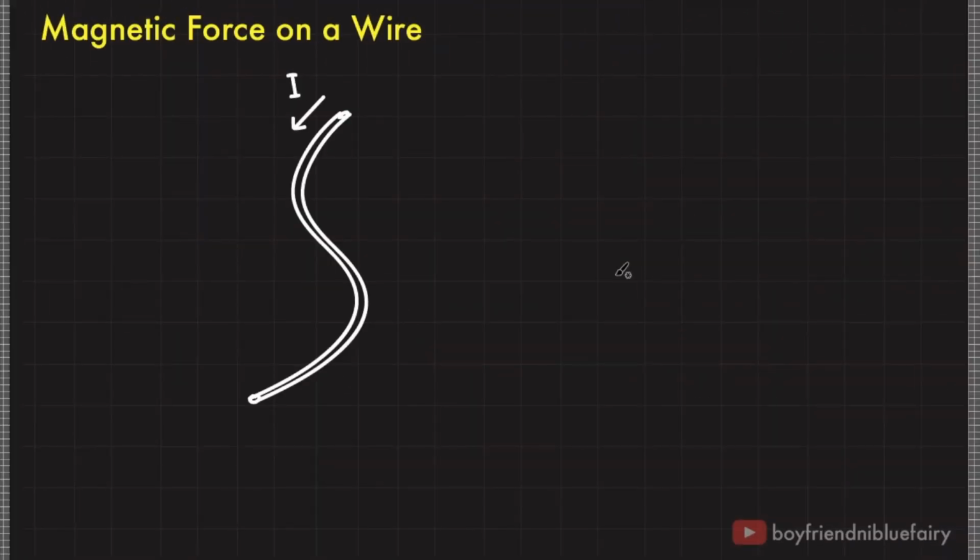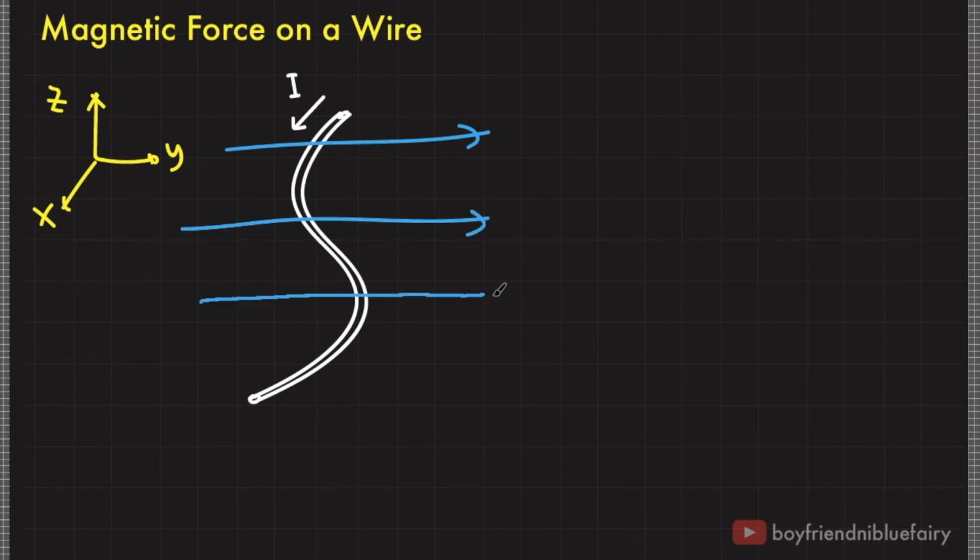Let's now discuss the magnetic force experienced by a wire due to a magnetic field. So consider this long wire where the current flows this way, and let's draw an imaginary coordinate system. So this is the x-axis, the y-axis, and the z-axis. Imagine this wire is submerged in an area where there is a uniform magnetic field. This magnetic field is along the y direction.